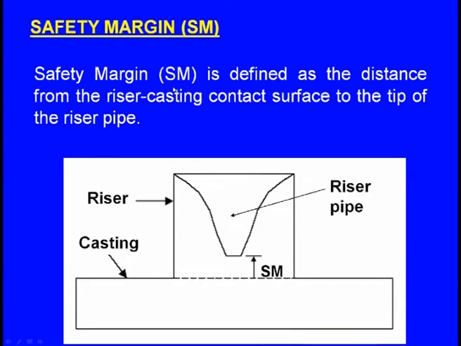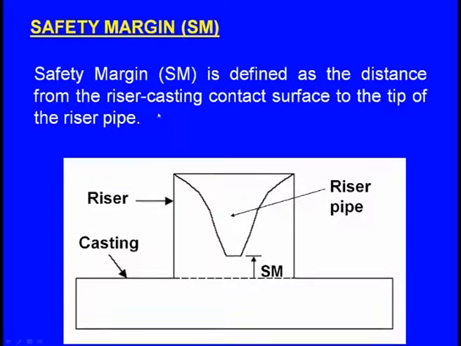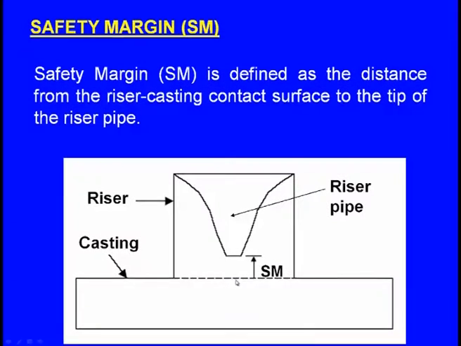Safety margin, SM, is defined as the distance from the riser-casting contact surface to the tip of the riser pipe. So, this is the safety margin. Now, what does this indicate? If the safety margin is just touching the casting, no problem. Suppose the safety margin goes below the casting surface, what does it mean? There is a shrinkage cavity.